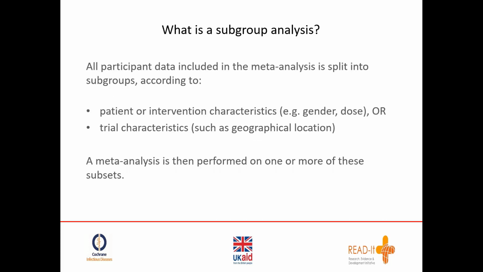So a subgroup analysis is performed to investigate how treatment effect varies across different subgroups of patients or trials. So when we perform a subgroup analysis, all data included in the meta-analysis is split into subgroups according to a patient characteristic such as gender, or an intervention characteristic such as dose, or a trial characteristic such as geographical location. A meta-analysis is then performed on one or more of these subgroups of trials or patients. I say one or more because you wouldn't perform a meta-analysis if only one study was included in a particular subgroup.